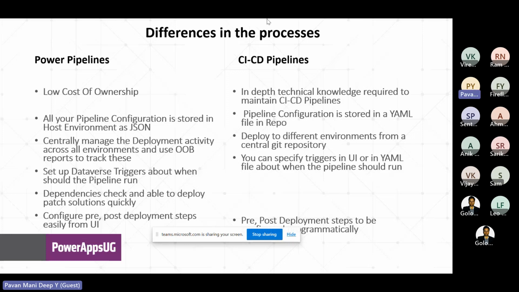Also, what are all the options which we have in our manual solution deployment? Everything is possible in Power Pipelines. By default, Power Pipelines will import everything which we have sent from our source to target.